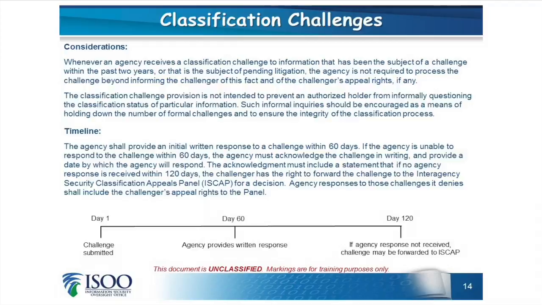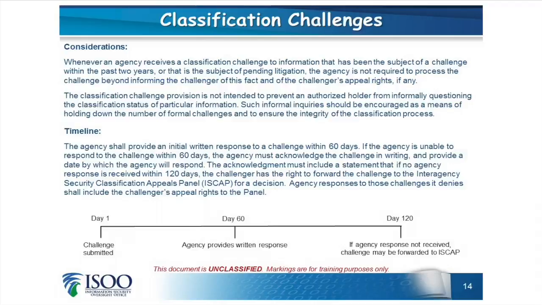The classification challenge provision is not intended to prevent an authorized holder from informally questioning the classification status of particular information. Such informal inquiries should be encouraged as a means of holding down the number of formal challenges and to ensure the integrity of the classification process.